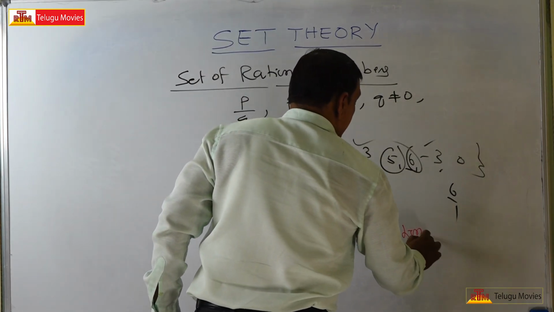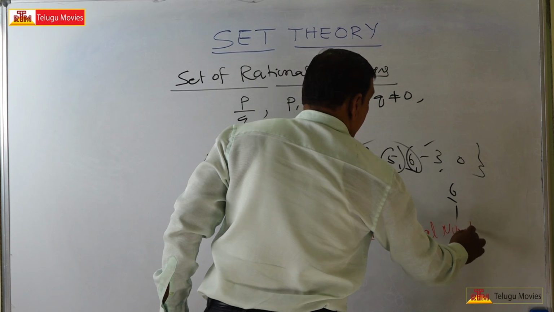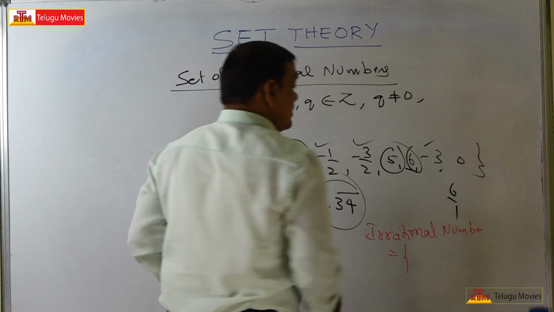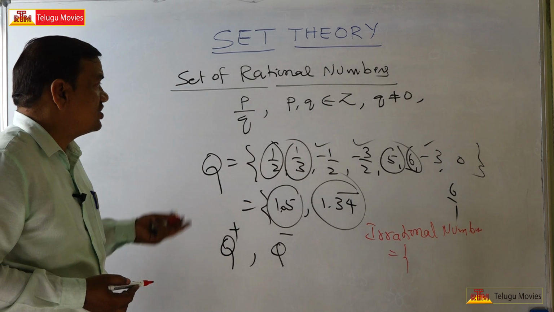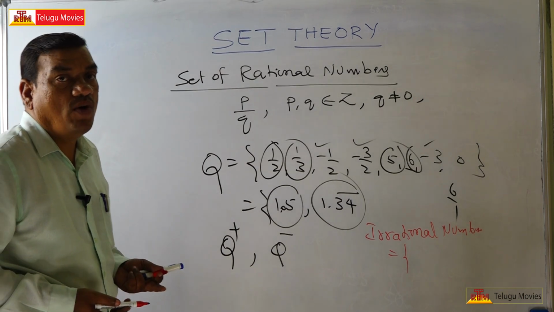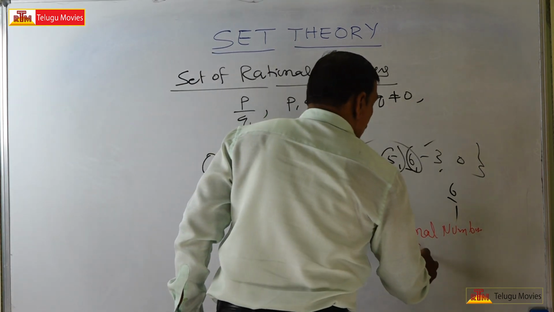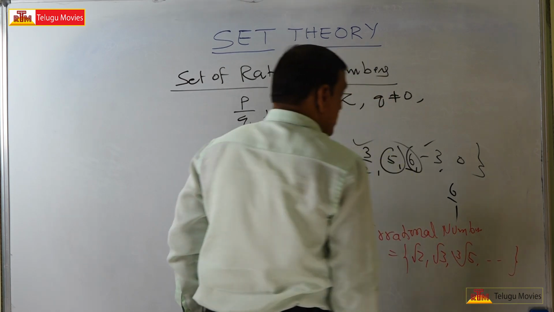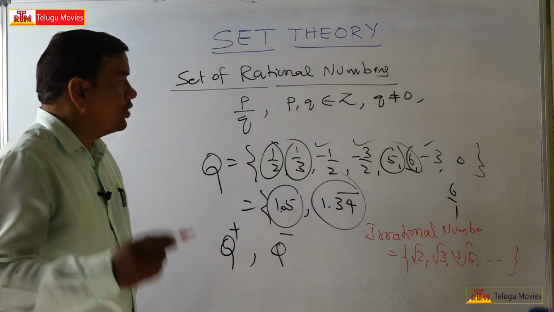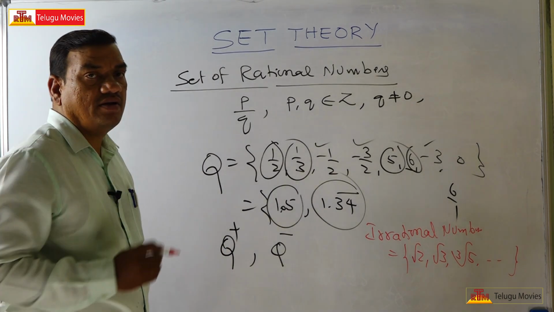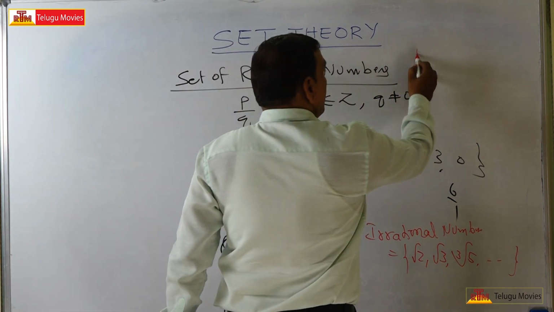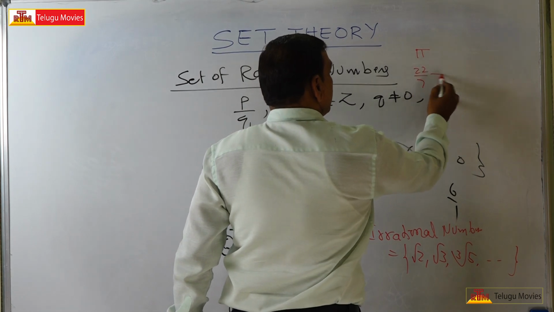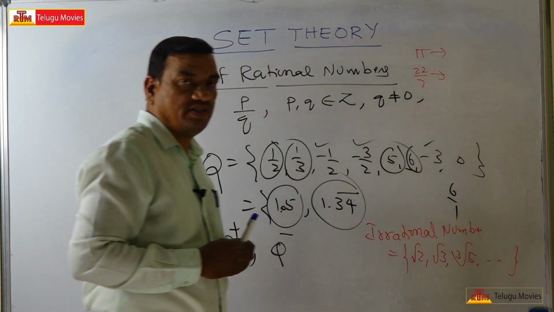Irrational numbers. They are the numbers which do not belong to the rational numbers, which cannot be expressed in the form of p by q. For example, root 2, root 3, cube root of 5, and so on. They are all irrational numbers. Remember this: a very, very important thing is pi and 22 by 7. What about pi and 22 by 7?